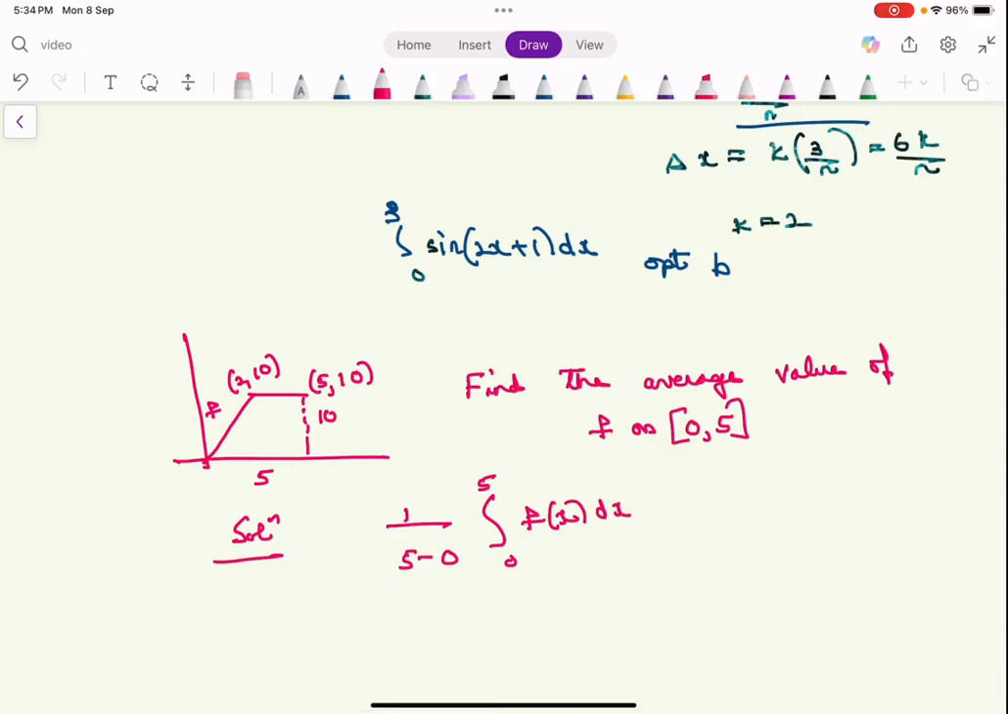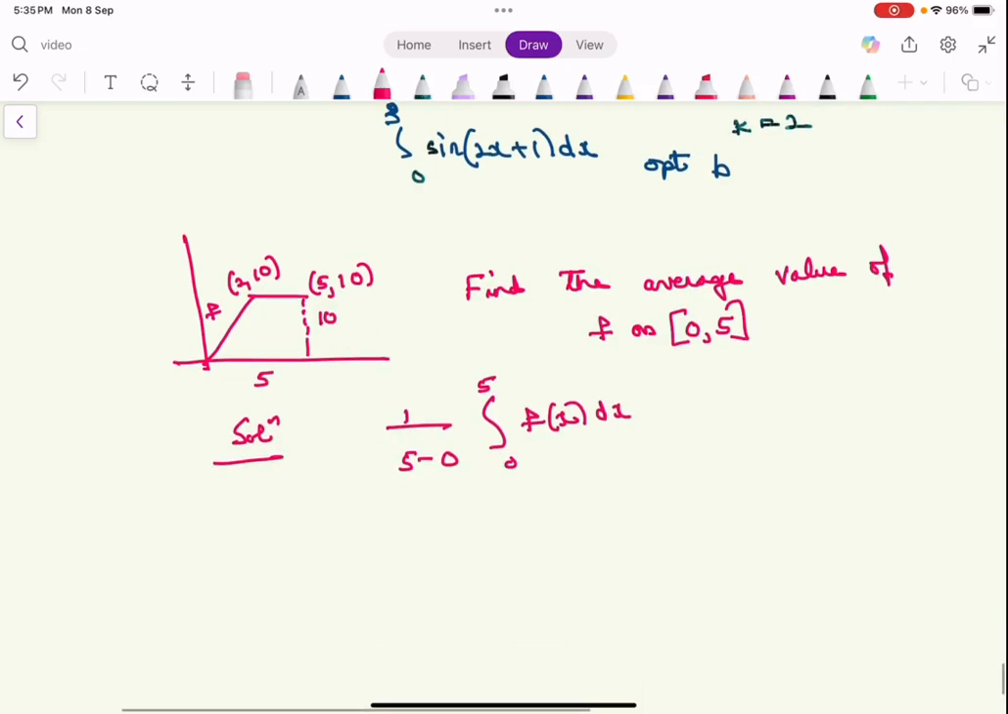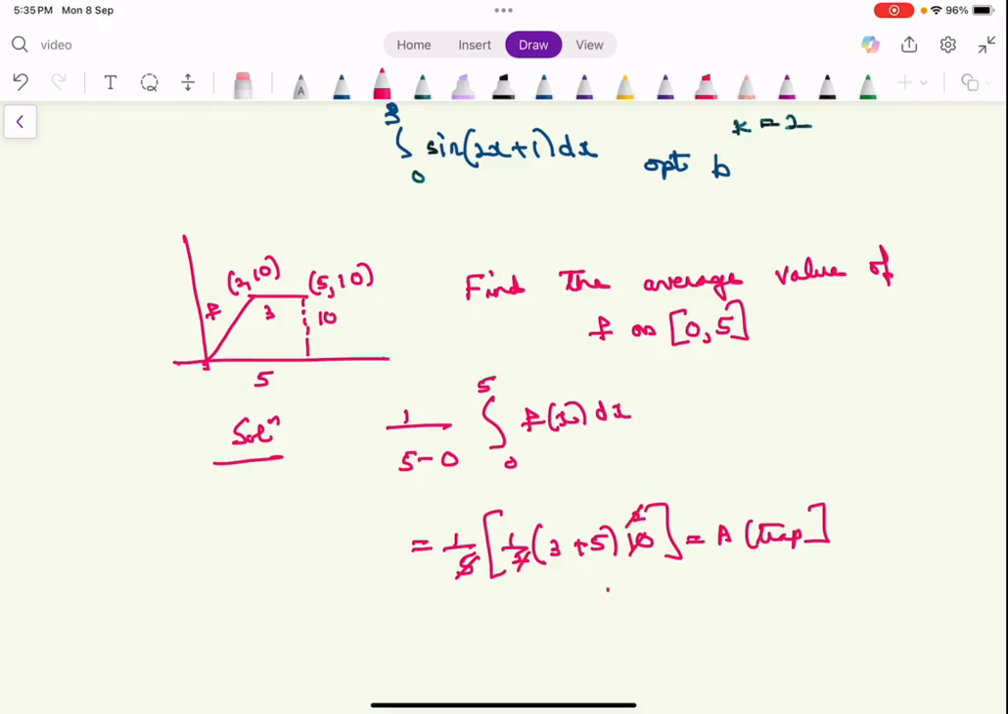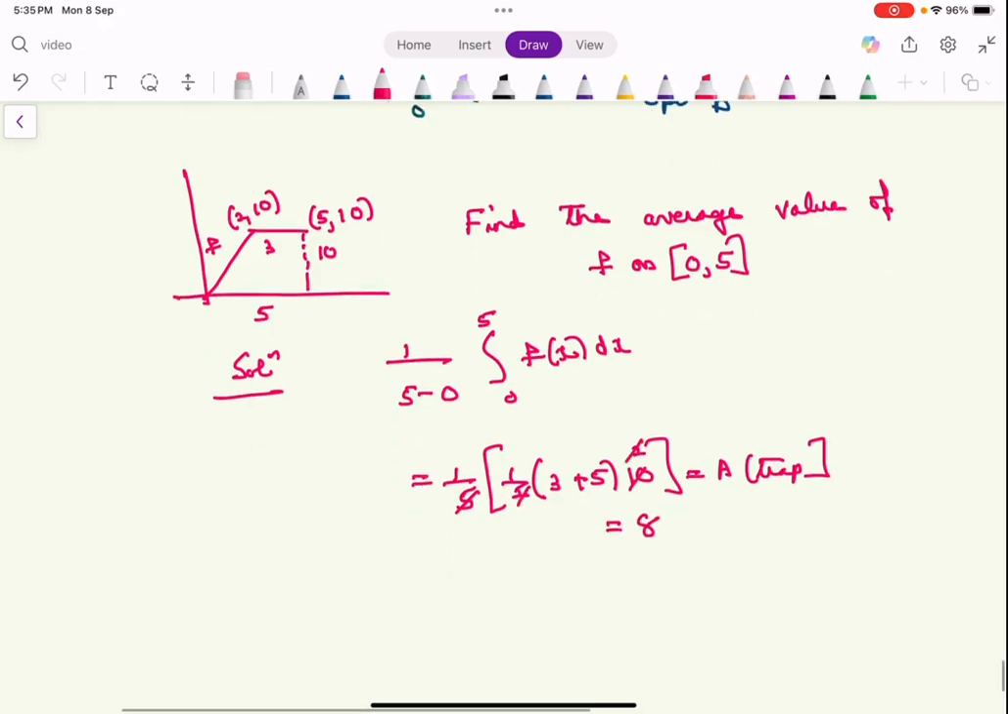But integral 0 to 5 fx dx is nothing but the area of this trapezium. This is a trapezium. So what is the formula? Half small b, this distance is 3 here, so 3 plus 5 and the height is 10. So this will be your answer, that is the area of the trapezium. And you can simplify and get the answer. So 5 will cancel and your answer will be 8.